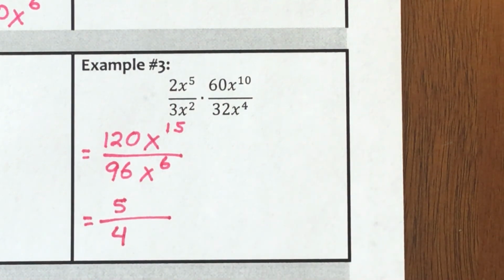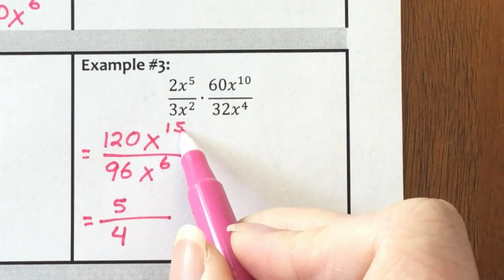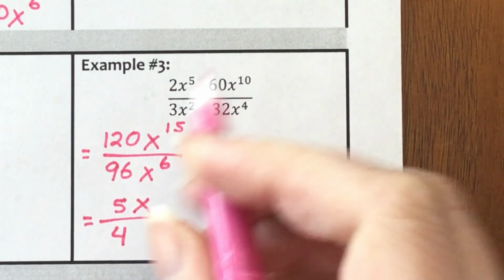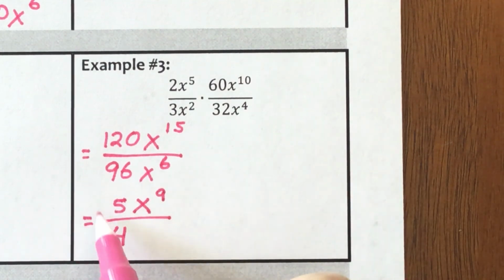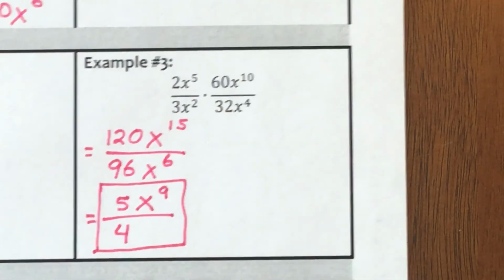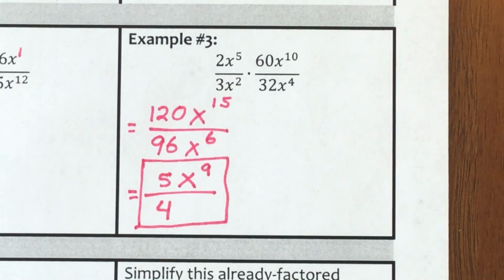And then we look at our x's. The biggest exponent is on the top, so write the x on the top, and then subtract. 15 minus 6 is 9. So it's 5x to the 9th over 4. You will only end up with x's on the top or the bottom on these problems. That's it, not both. Okay, there will be a second video for the second half of this page.